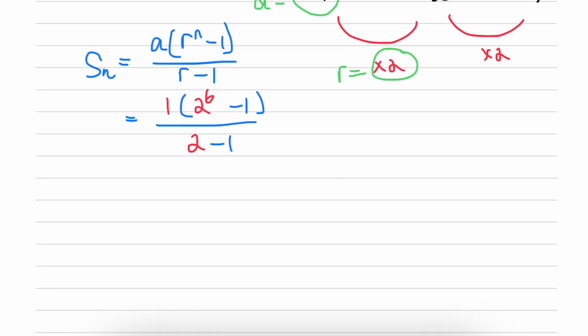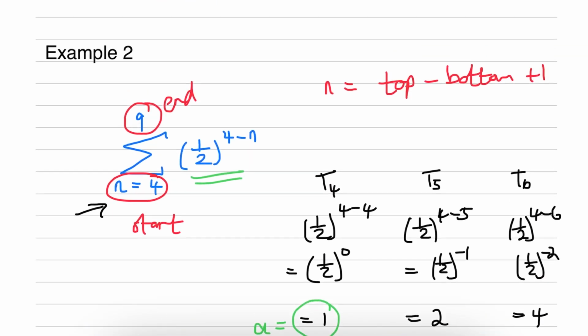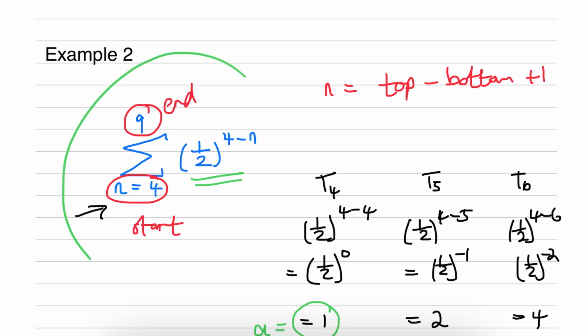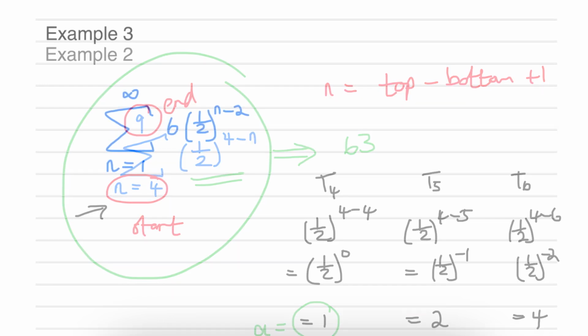Okay, now let's plug this into our calculator, or I guess we could simplify this by hand as well. 2 to the power of 6 is 64. Then we're going to subtract 1 and then divide by 1. And so that's just equal to 63. That tells us that the answer to this expression over here is 63.